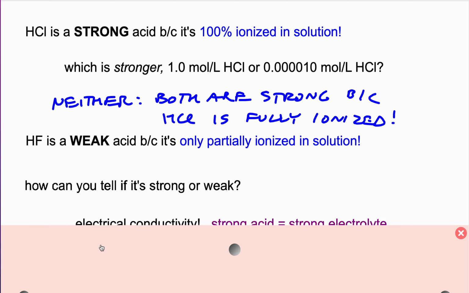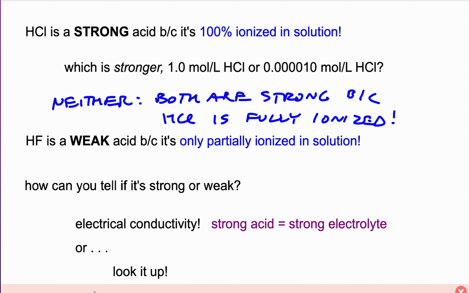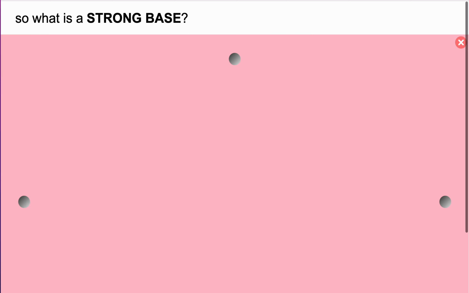Because acids are always electrolytes, you could measure the electrical conductivity. So a strong acid would be a strong electrolyte, which means that it would conduct an electric current very well, whereas a weak acid would be a very, very weak electrolyte and only conduct an electric current slightly. Or, which will be the case in this class, look it up. I do not in this class expect you to memorize which acids are strong and which are weak, and you are perfectly fine using some reference work to determine whether an acid is strong or weak, if you need to.